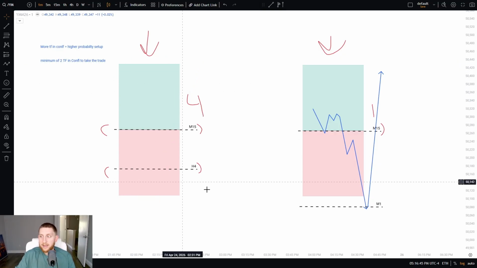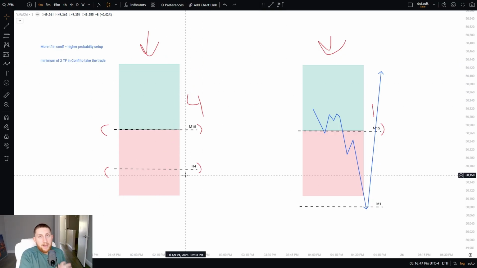So just like that, 2 time frames makes a huge difference. Just having that backup time frame can make you feel a lot more confident in the setup, and all you need sometimes is just that extra level to give you that push.